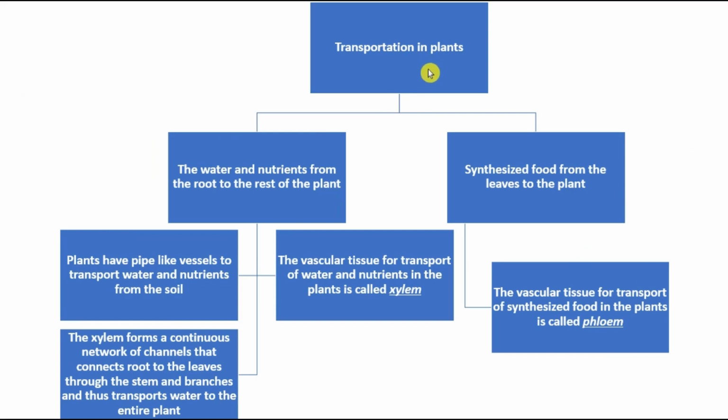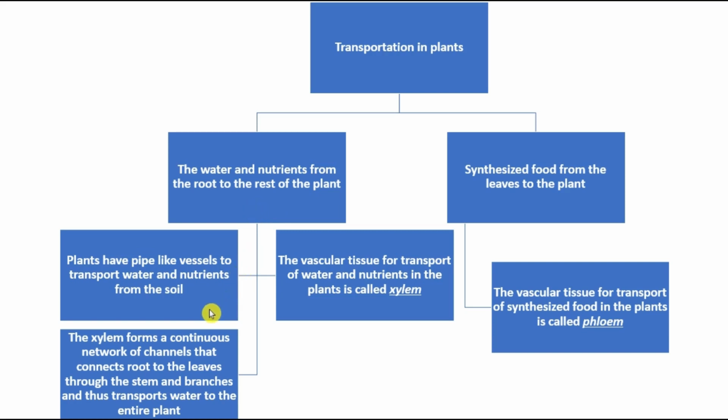Let's move on to the transportation in plants. In the plant, mainly there are two things to be transported. One is the water and nutrients which are absorbed by the root. These have to be transported to all parts of the plant. And then the leaves synthesize the food, and this food has to be transported back to all parts of the plant from the leaves. Let's look at how the water and nutrients are transported from the root to the rest of the plant.